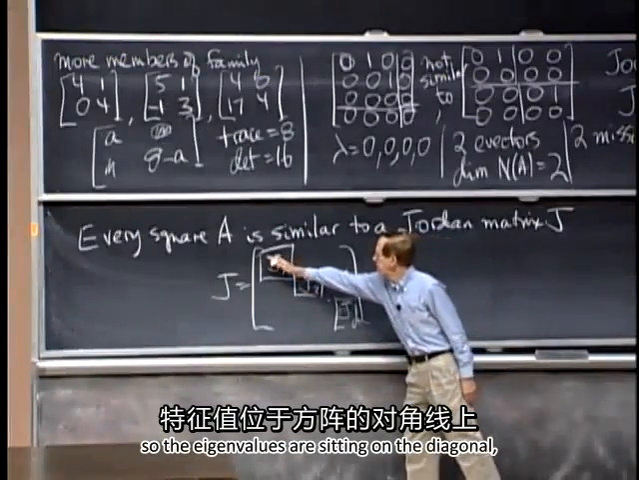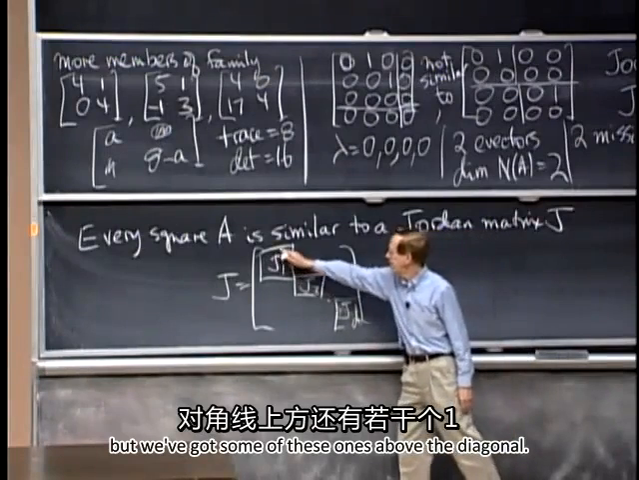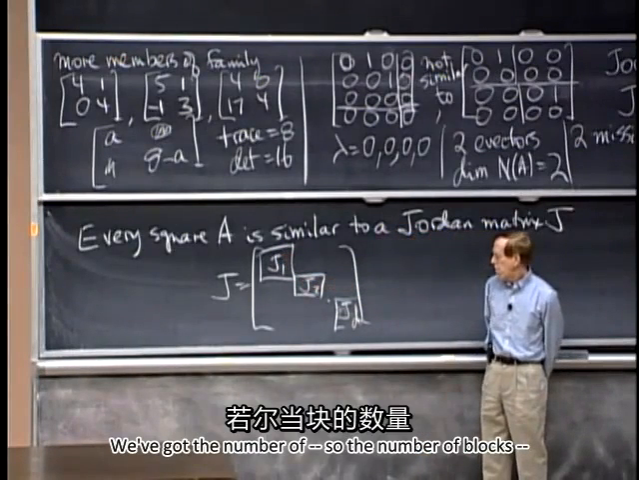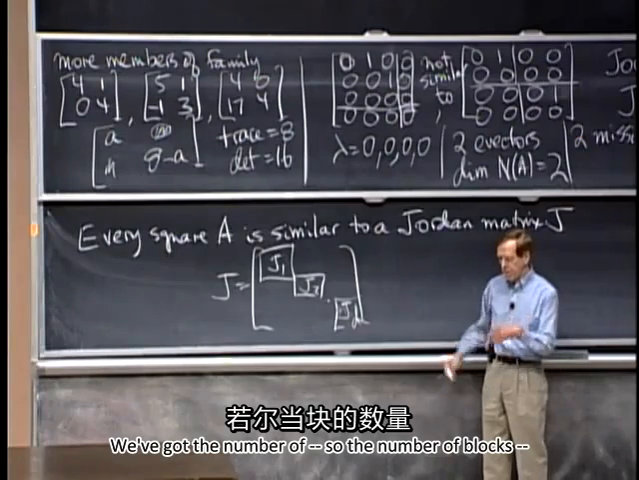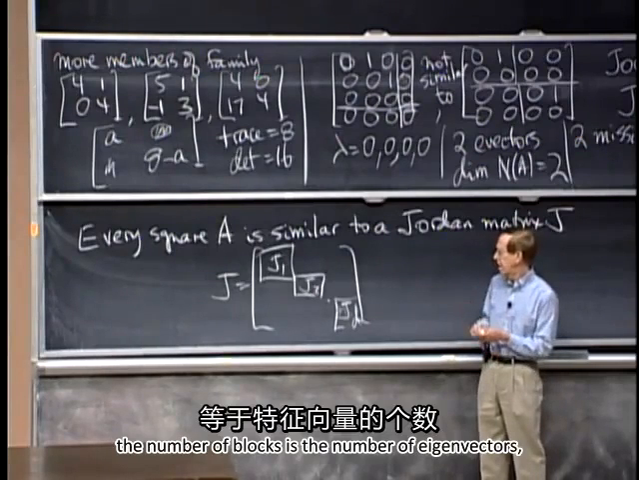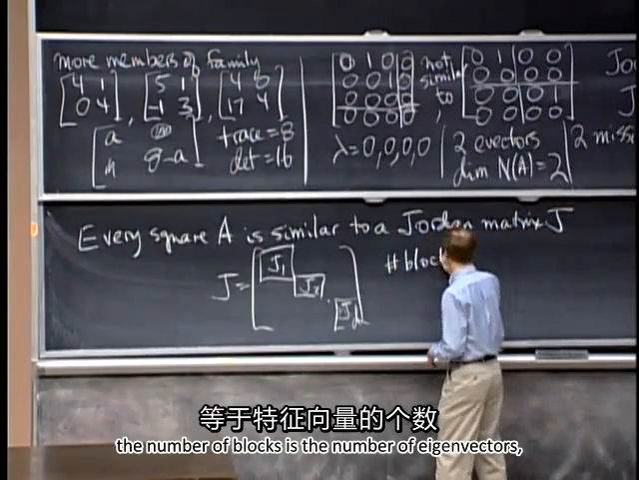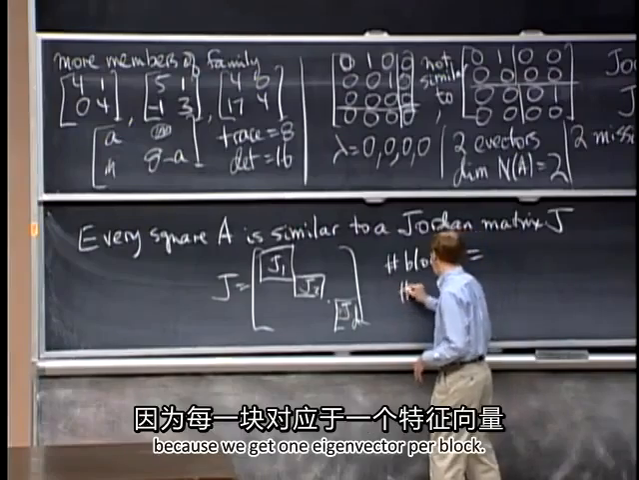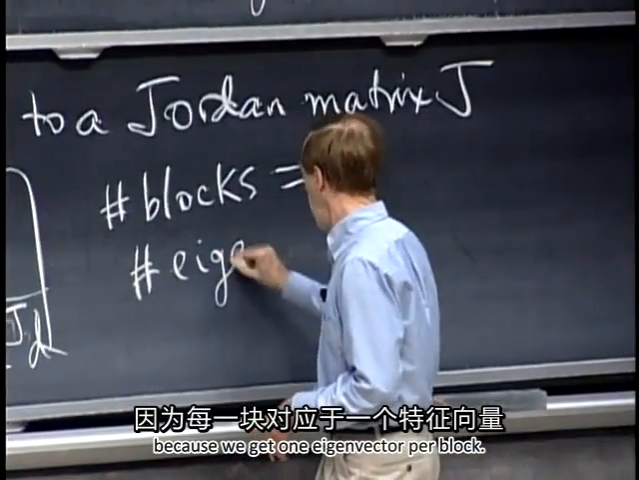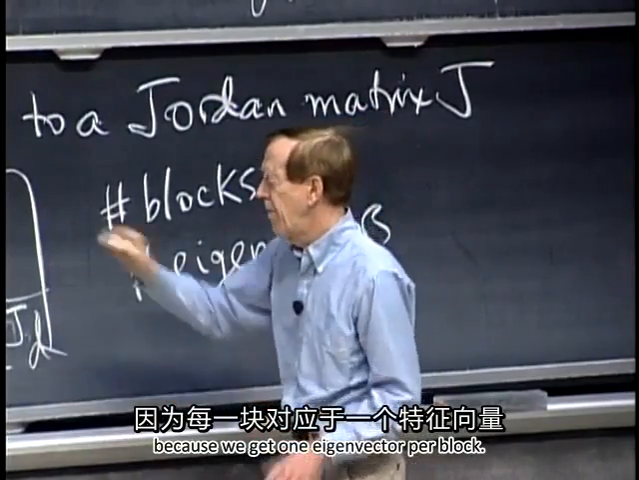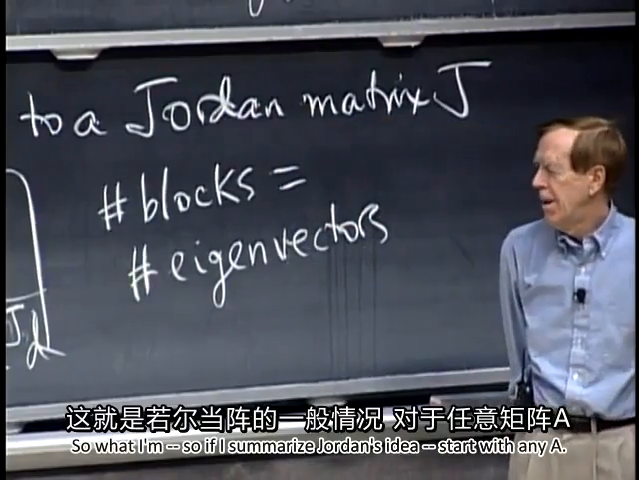So the eigenvalues are sitting on the diagonal, but we've got some of these ones above the diagonal. The number of blocks is the number of eigenvectors, because we get one eigenvector per block.